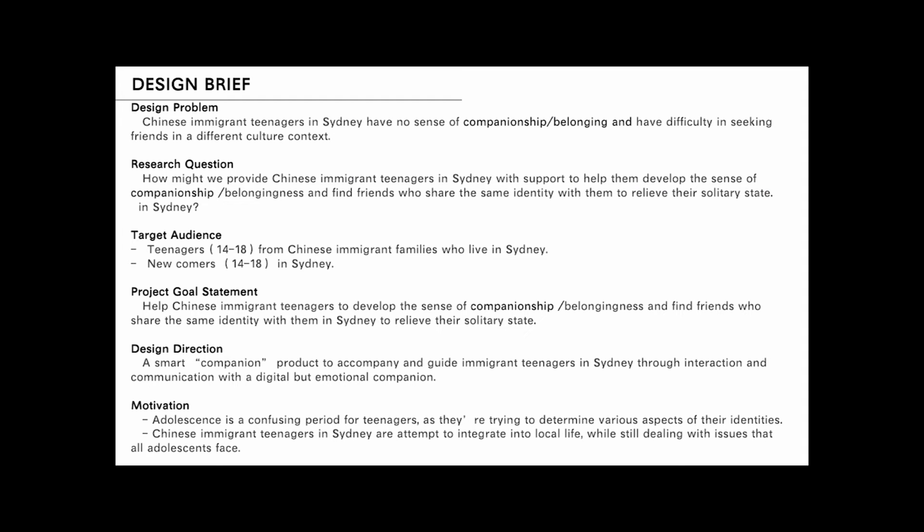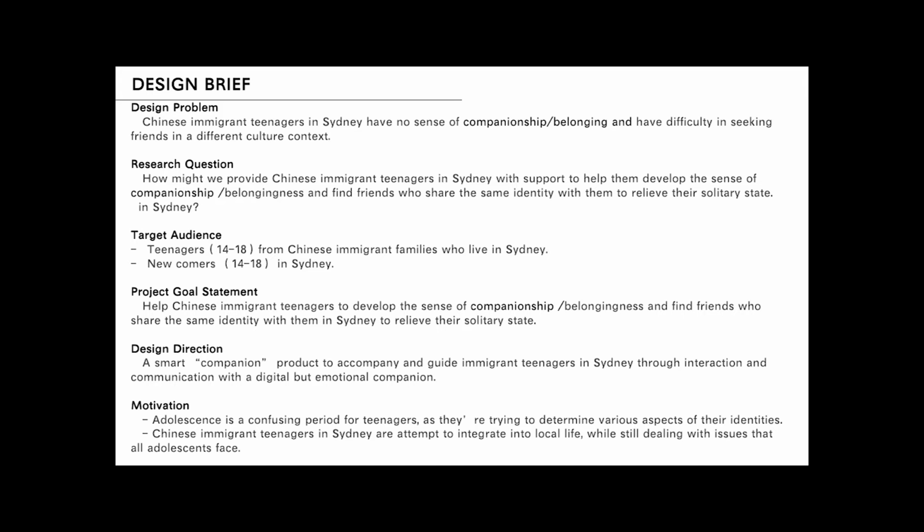By identifying the design problem, I came up with a research question: how might we provide Chinese immigrant teenagers in Sydney with support to help them develop a sense of companionship and find friends who share the same identity with them, to relieve their solitary state?